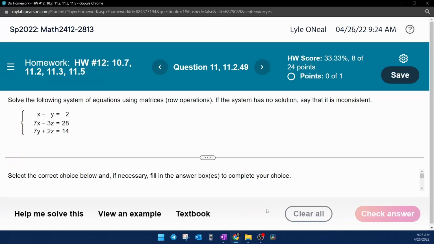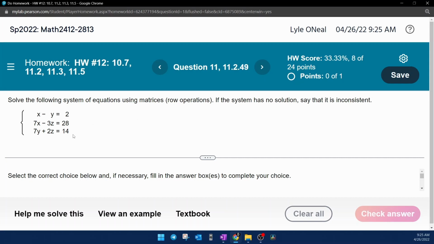All right, here we go. Question number 11 from our Precalculus homework number 12 in MyLab Math. They want us to solve the following system of equations using matrices with row operations. If the system has no solution, say that it is inconsistent.